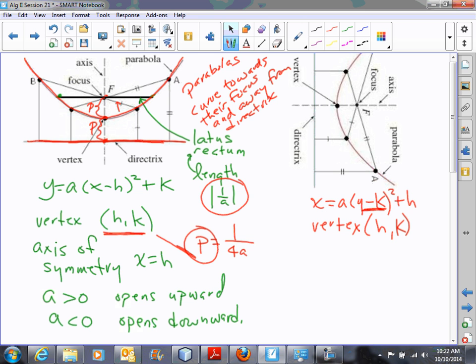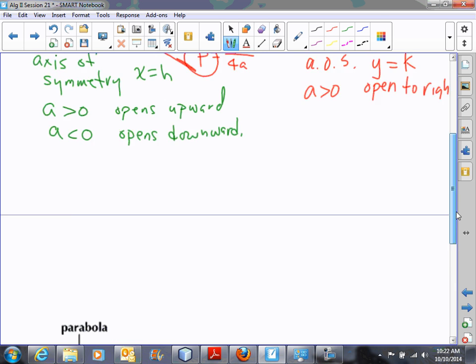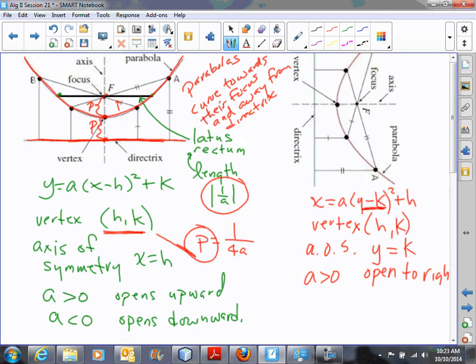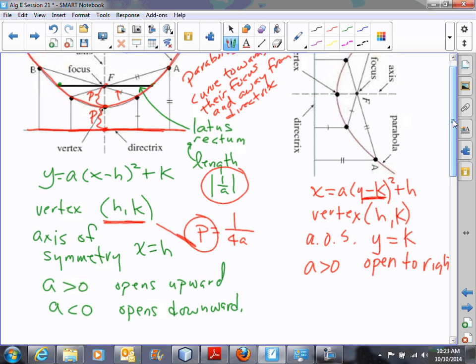Notice, though, that the part inside the binomial squared with y is going to be the y value, not the x value. The axis of symmetry is going to be y equals k. Now, when a is greater than 0, the parabola is going to open to the right. And when a is less than 0, the parabola is going to open to the left.